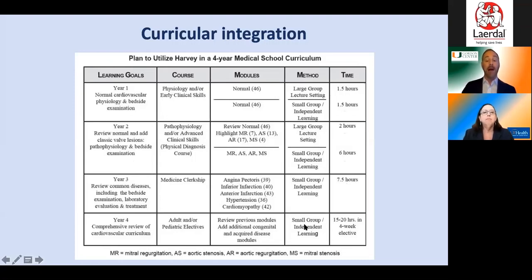Again, how we can accomplish that is by using the accompanying curriculum package or the UMedic programs to stand in for the instructor and letting the students do this on their own, such that in 4th year, when we offer a 4-week cardiology elective, students are doing almost all of the Harvey programs, and they're doing that independently.